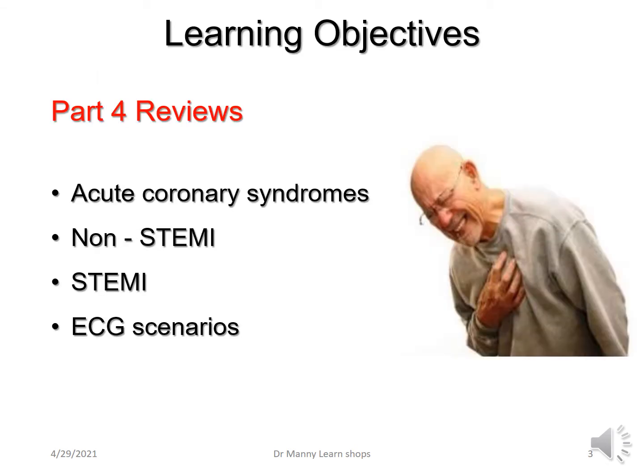The objectives for part 4 are to look at what acute coronary syndromes are, look at angina really in the context of non-STEMI and STEMI, non-STEMI being non-ST segment elevation myocardial infarction and ST segment elevation myocardial infarction, and review it with certain ECG scenarios.